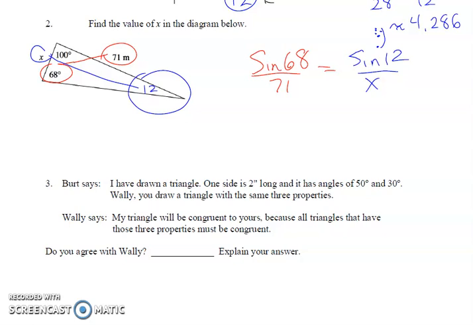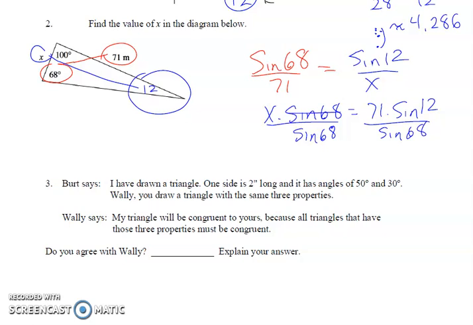So cross multiply, get rid of the ratios, and then divide by the sine of 68 degrees. You get x by itself. So x comes out to be approximately 15.921. Make sure you are pairing up the side with its opposite angle, not the angle that happens to be next to it, or closer to it.